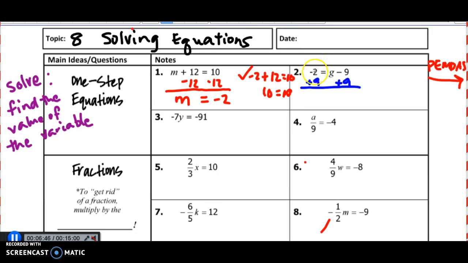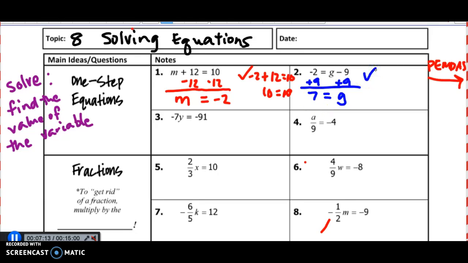Okay, now I have negative 2 plus 9. These are different signs, so I find the difference. My larger number keeps the sign. So negative 2 plus 9 is 7. On the right side of the equation, I have a minus 9 and a plus 9. That cancels to 0. So all I have left over here is g. Now I know that 7 equals g. I found the value of my variable, so I'm done.